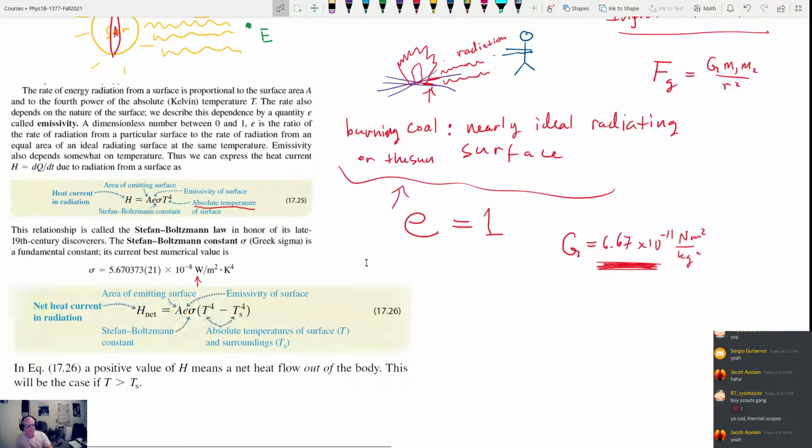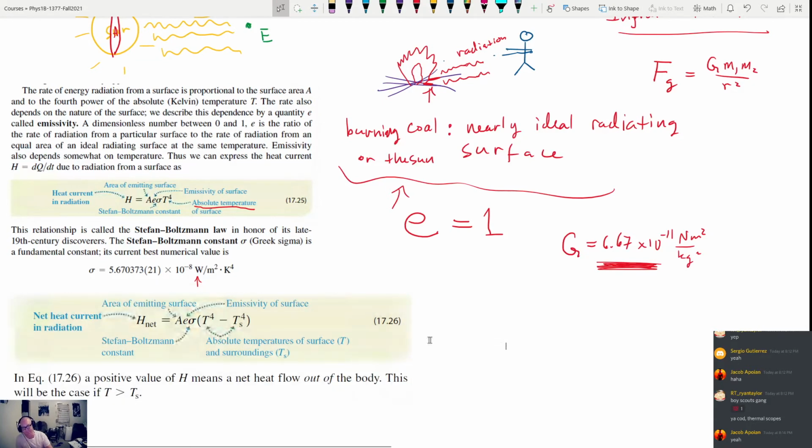Now the other possibility that you can have, and this might be the more common one, is if you want to find the net heat radiation of an object, and you have an object that is surrounded. Then to find the net flow, you do all this stuff, and you multiply by T to the fourth, and then you subtract the absolute temperature of the surroundings. So TS is the temperature of the surroundings.